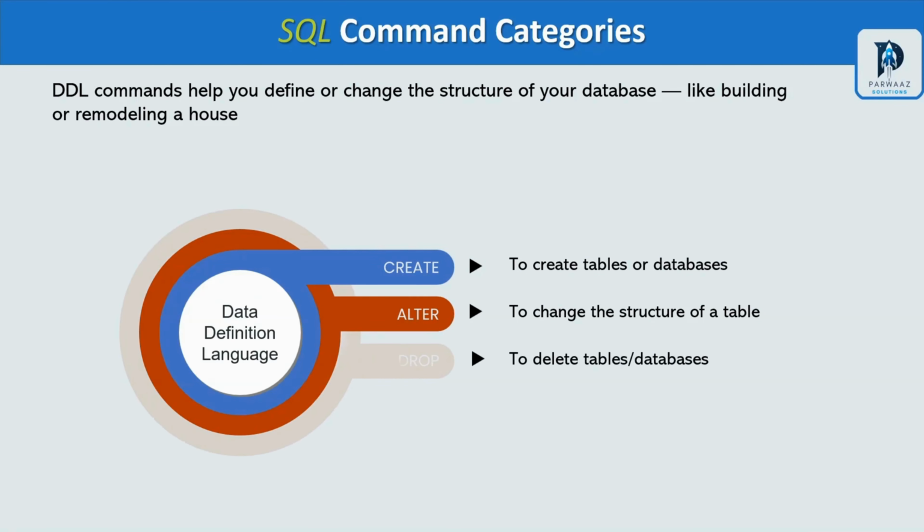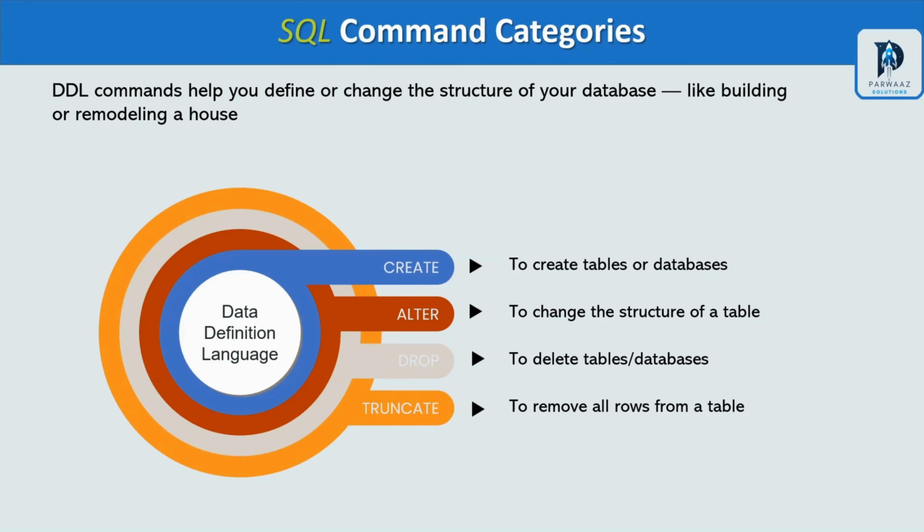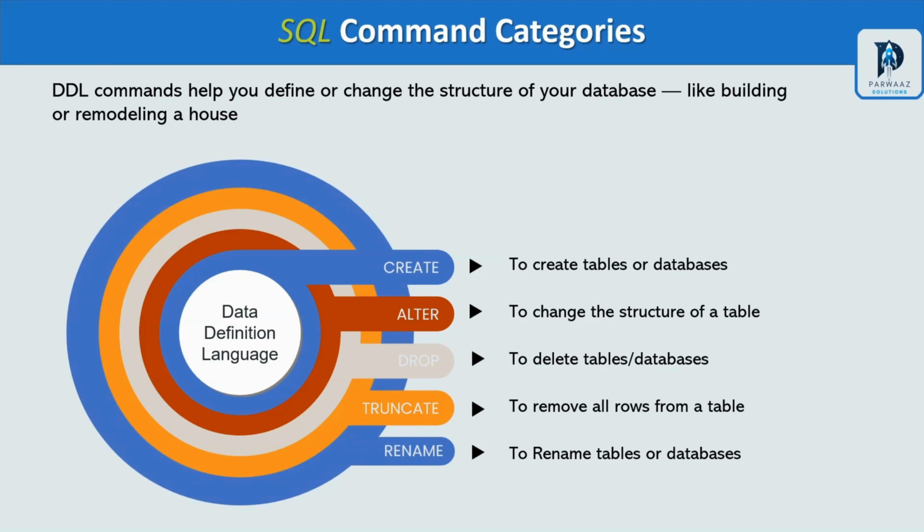Then we have drop. If you want to delete the entire table with its structure, we go for drop. And then we have truncate. There is a difference between drop and truncate. Using the truncate statement, we remove the rows. Basically, we are deleting the data. The table structure will be there. But if you want to drop the entire table along with the data, then we go for the drop. Then finally we have rename. So these are the different statements in DDL.